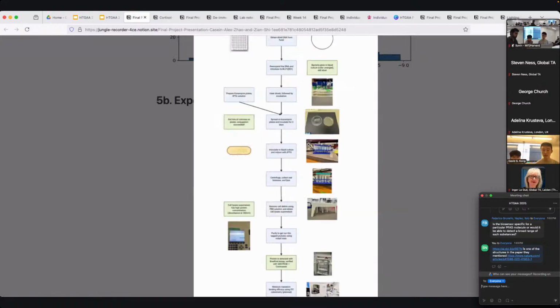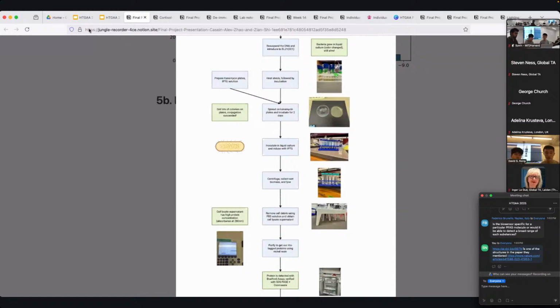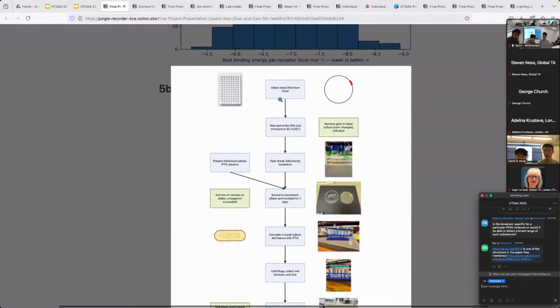Okay, so now I can talk a bit about the experimental procedure. Just full screen this a little bigger. Opening the tab. This is fine.